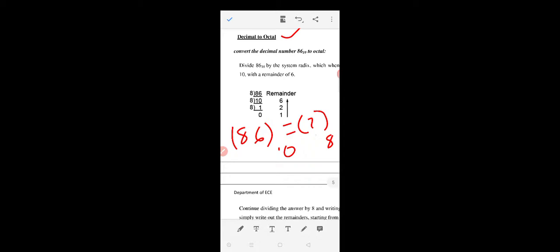In the previous case we divided by 2 because we wanted the binary equivalent. Here we want the octal equivalent, and the base of the octal number system is 8, so here we divide by 8. 8 tens are 80, so the remainder is 6. Next, 8 ones are 8, and the remainder is 2. Next, 8 0s are 0, and the remainder is 1.